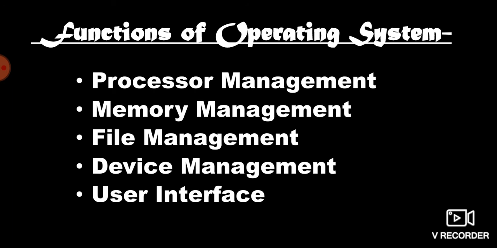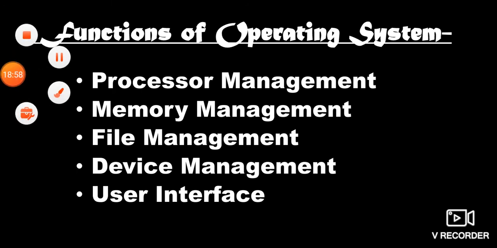Last is the user interface. This is very well explained till here. A number of times I have explained this point. The operating system establishes the interface between the user and hardware. It provides a user friendly environment so that the user can easily get connected with the computer and can easily use the computer system. It provides different standards or sets of commands which control the hardware for providing a user friendly environment. So that's all about the functions of the operating system.